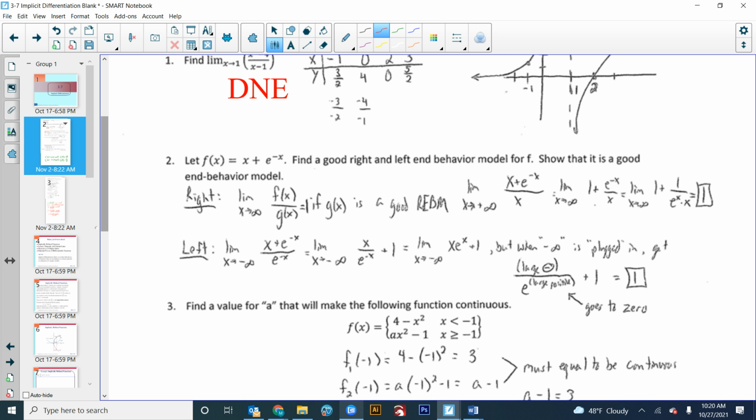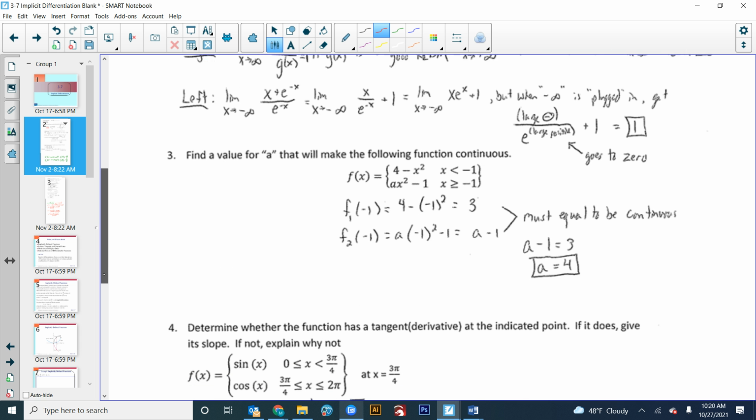Did you get x as a good right end behavior model? And did you get e to the negative x as a good left hand behavior model? With work. We're going to fly through this.